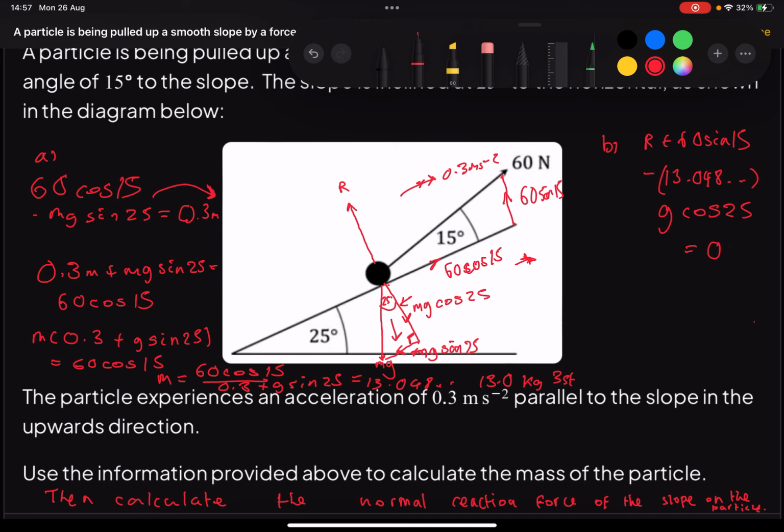And what do you get? Minus 162.0 and R equals 100 to three significant figures.